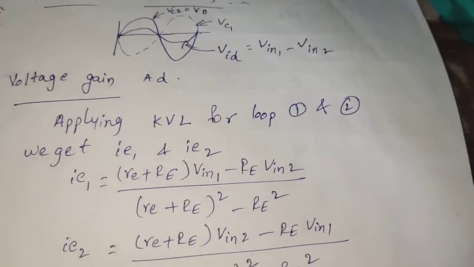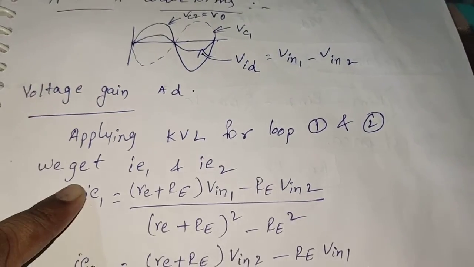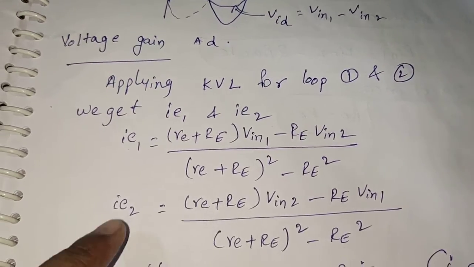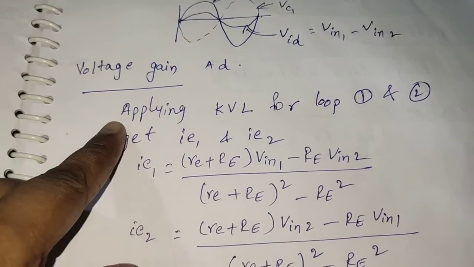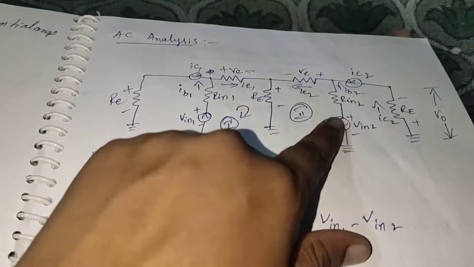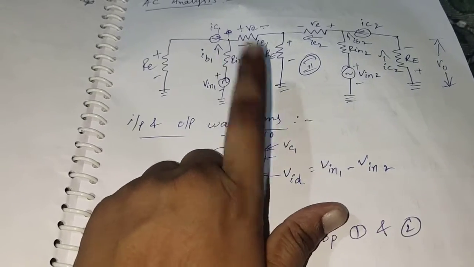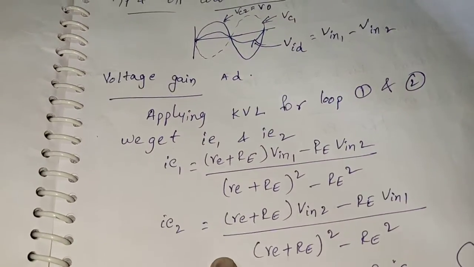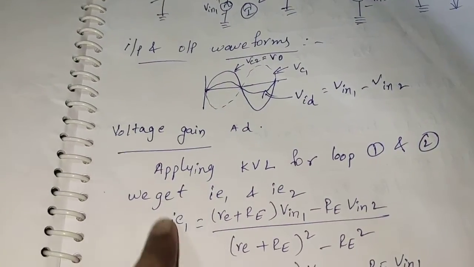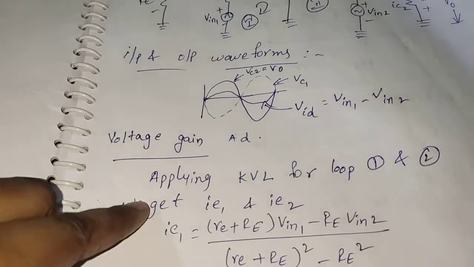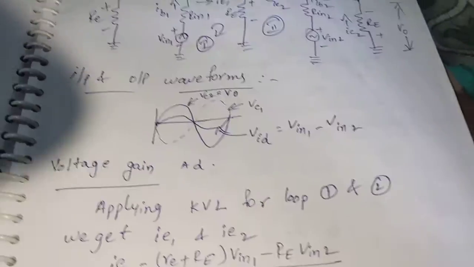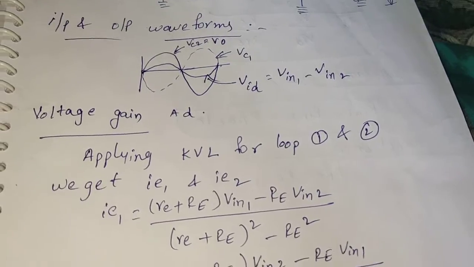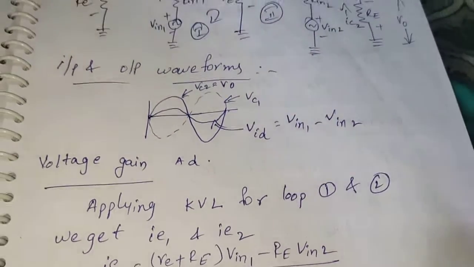See here. Voltage gain. In the dual input balanced output we get these IE1 and IE2 values. Same here also, by applying KVL for these loops, loop 1 and loop 2, we get the same IE1 and IE2 values. So that's why I am not deriving here; we already derived it for the differential amplifier with balanced output. In your exam you have to derive all those things. Okay?